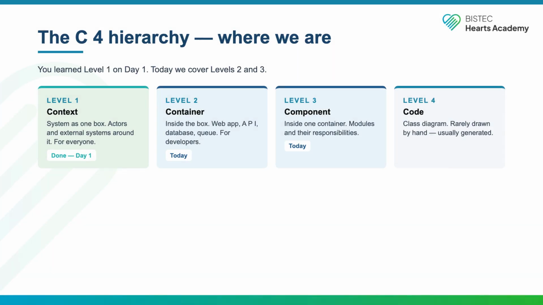Quick recap of the C4 model. 4 zoom levels. Level 1, context. The system as one box with actors and external systems around it. You drew this on day 1. Level 2, container. The deployable units inside your system, web app, API, database, queue. We draw this today. Level 3, component. The major modules inside one container. Also today. Level 4, code, class diagram, rarely drawn by hand. Skip it for now. By the end of today, you will have produced one diagram at each of levels 1, 2, and 3. Same product, 3 different zoom levels.